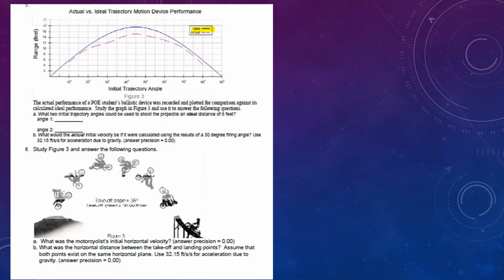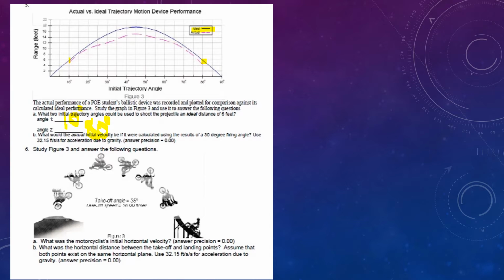So right about in here, I have 6 feet, and it's going to touch the blue line at approximately 10 degrees. You travel all the way over to the side, same thing. Right here where 6 feet is going to intersect the blue line, that's going to be 80 degrees. So angle number 1 is 10 degrees, and angle number 2 is 80 degrees.